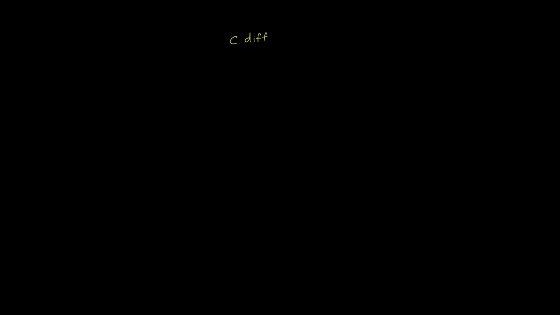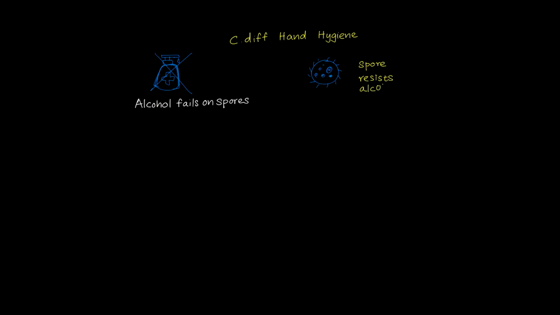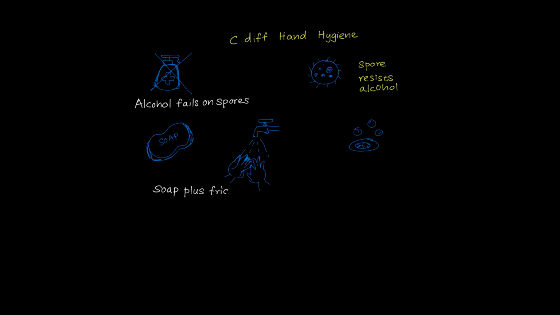C. diff hand hygiene is a classic trick question. Alcohol-based hand sanitizer feels like the right answer because it is everywhere in the hospital, but it fails against C. diff. The organism produces spores that resist alcohol, so the sanitizer leaves them alive on the hands. The correct method is soap and running water with mechanical scrubbing. The combination of surfactant action from soap, friction from scrubbing, and flow from running water physically lifts the spores off the skin and washes them down the drain.